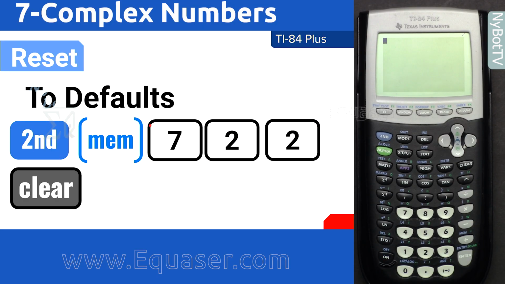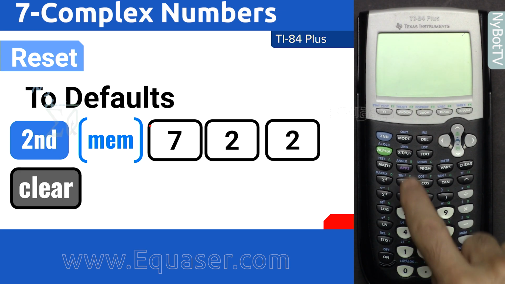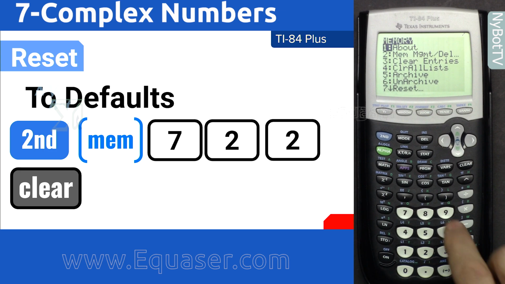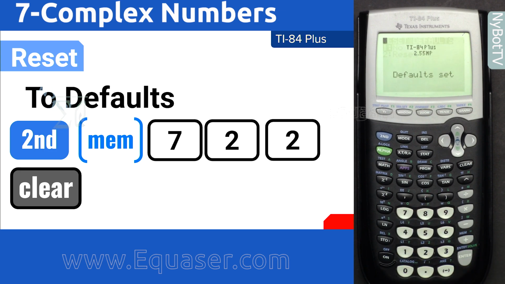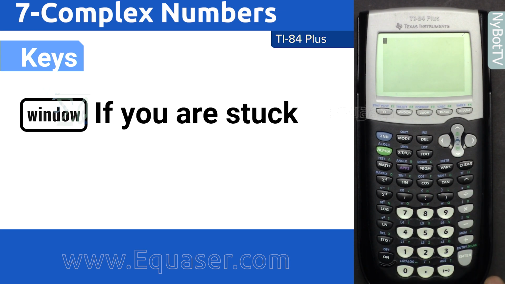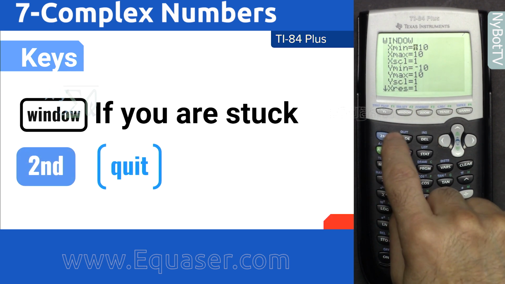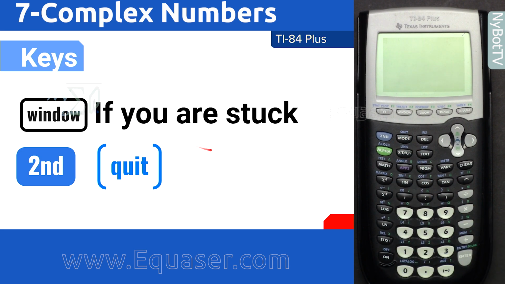Let's set our calculator to defaults so we are in the same settings. Second function MEM, then just follow the screen: 7, 2, 2, and press clear. If you press window or some other key and you're stuck, just press second function and QUIT to exit from the screen.